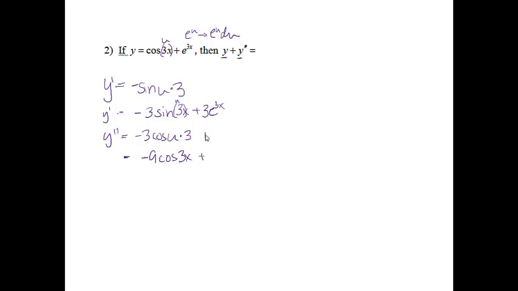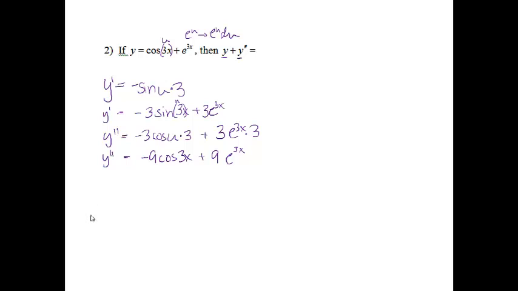And then on this part right here, again, we have e to the u. Just going to bring that 3 down. The derivative of e to the 3x is just e to the 3x times the derivative of the 3x, which would be 3. So this will reduce to 9 e to the 3x. So that's y double prime. But that's not what they asked me for. They asked me to find what y plus y double prime is.